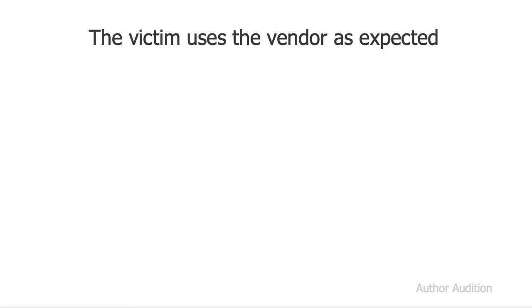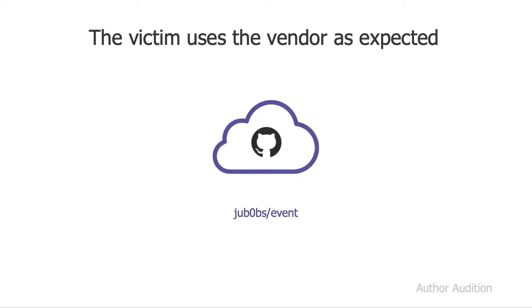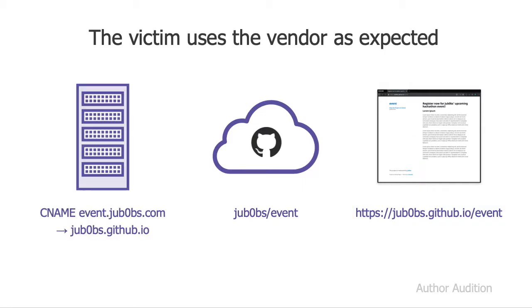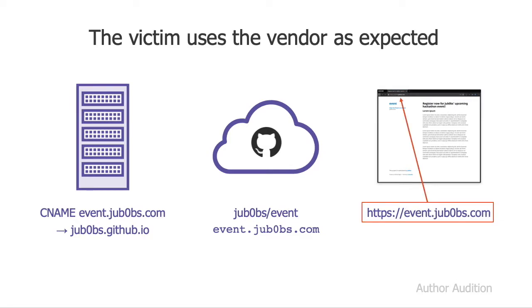Here's what happens. Jubobs Limited creates a repository to deploy their site to GitHub Pages. The site becomes accessible at a default GitHub URL. To serve it from their own subdomain, event.jubobs.com, Jubobs Limited do two things. First, they create a CNAME record that points their subdomain to GitHub Pages. And second, they explicitly add their subdomain as the custom domain of their site on GitHub Pages. After that, the site becomes accessible from event.jubobs.com. So far, so good. The event takes place and everyone's happy.